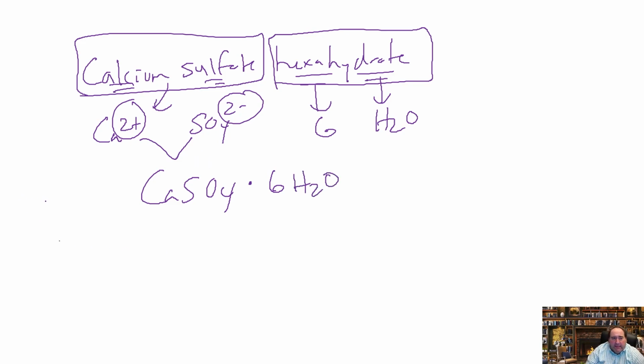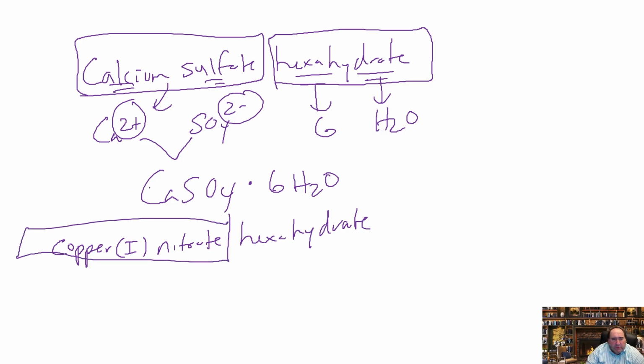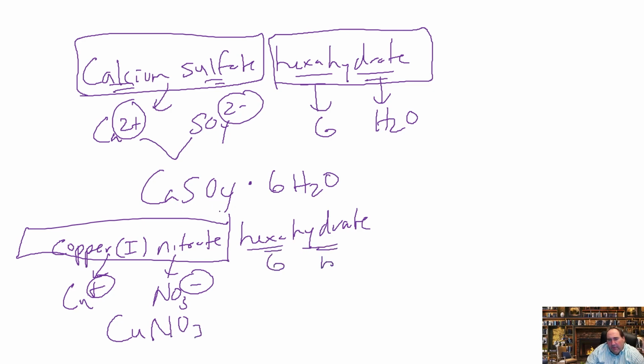Again, if we had something like copper(I) nitrate hexahydrate, we would do the same thing. That's definitely a type 2, so that's copper with a +1 charge. That is nitrate, NO3 minus. -1 and +1 means CuNO3. Hexa is 6. Hydrate is water. Again, a dot 6H2O.